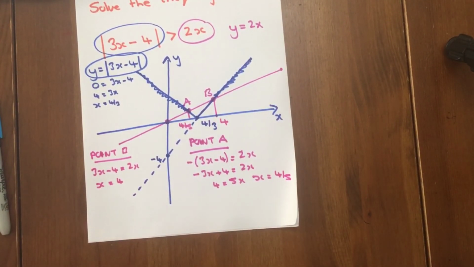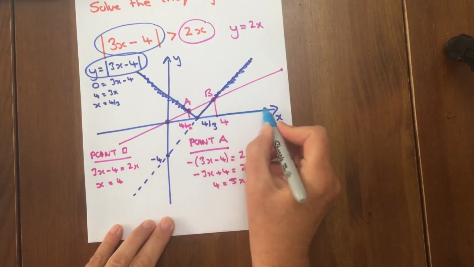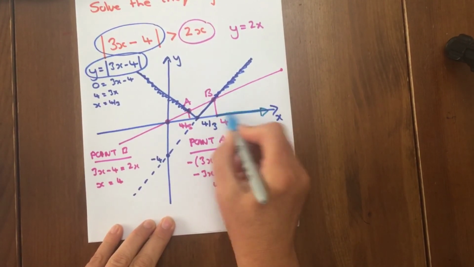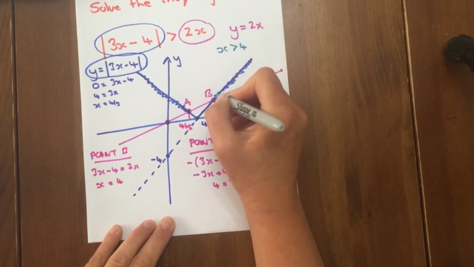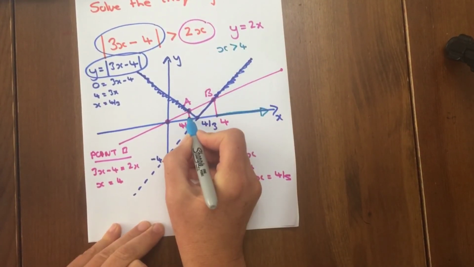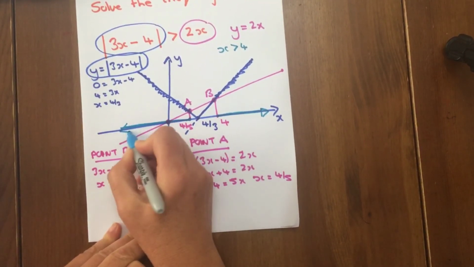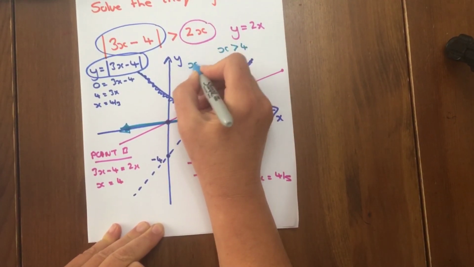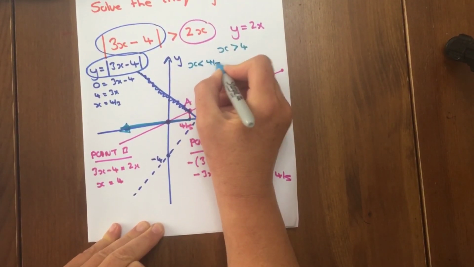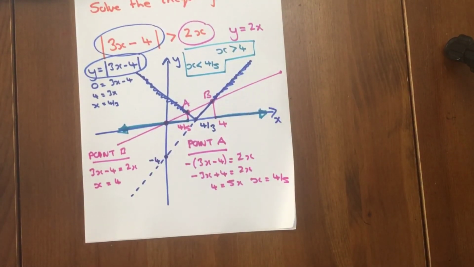So my answer for this inequality is I want all these x values, yeah? So I want x is bigger than 4, can't equal 4 because they're the same, and I want all of these x values here. So I want x is less than 4/5. So this is my solution.